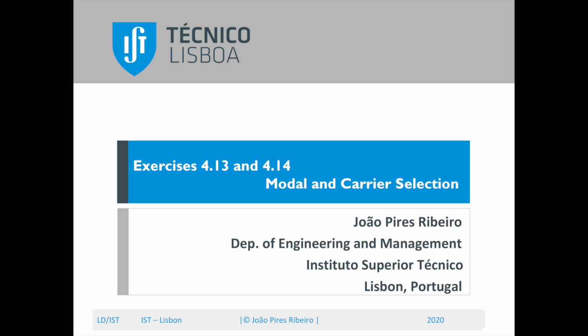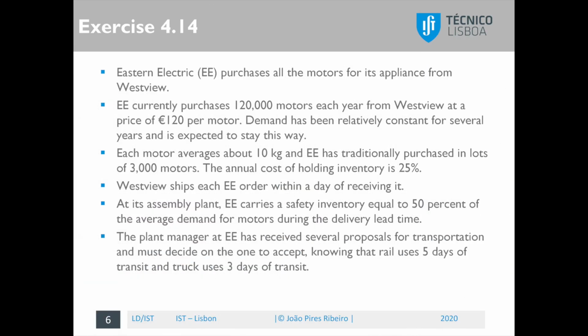Welcome to the second exercise of this week, where we'll be doing exercise 4.14. Here you have some information about this exercise, and I'll leave it here for a few seconds for you to be able to read it, but don't forget to read all the exercise in the exercise handout.